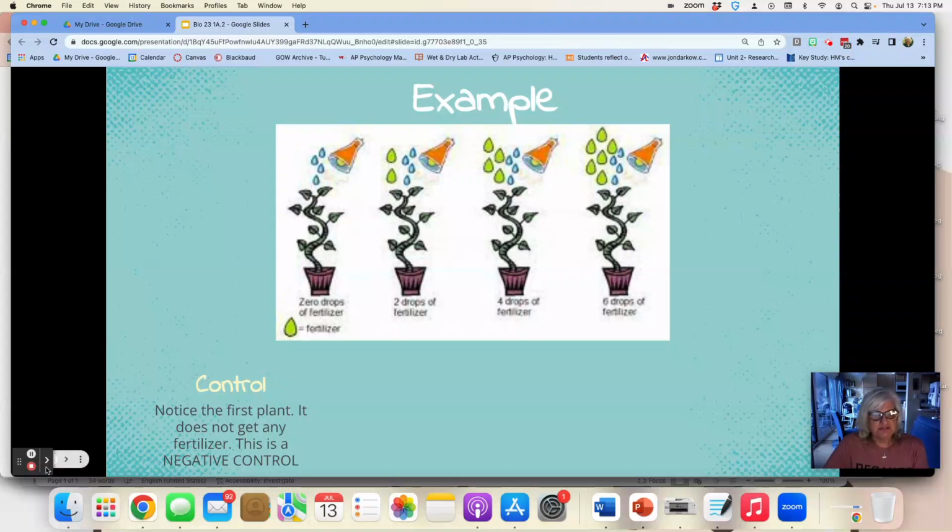But take a look at this first plant here, okay? This first plant is not getting any fertilizer. The little green drops are fertilizer. So notice it gets no fertilizer, but it gets the same amount of water and the same amount of light. So that is considered a negative control, meaning it's not getting, aka negative, the independent variable change. Okay, so that's going to be your control.